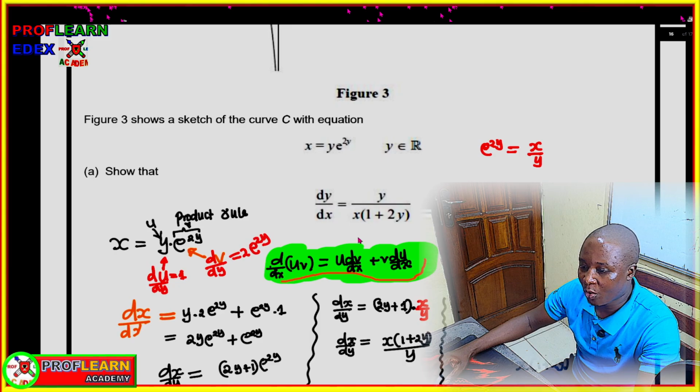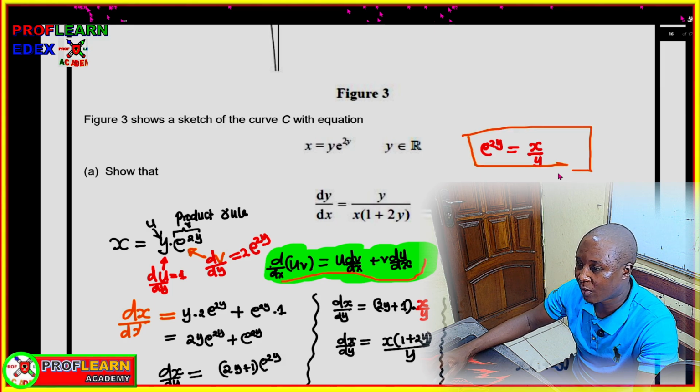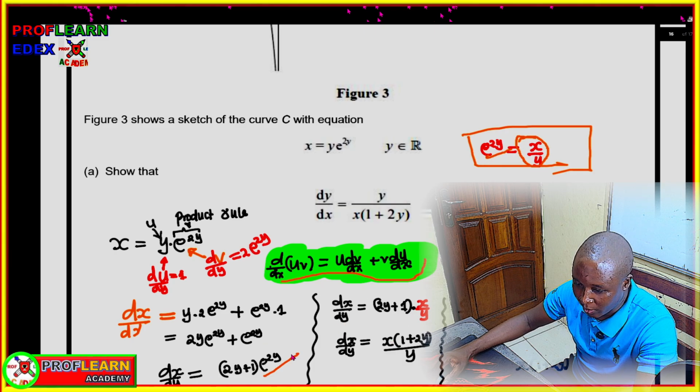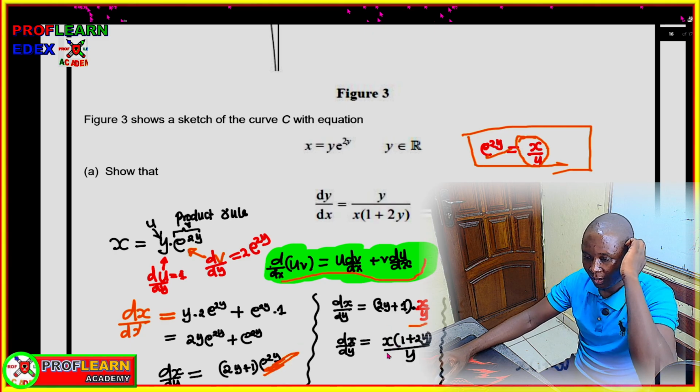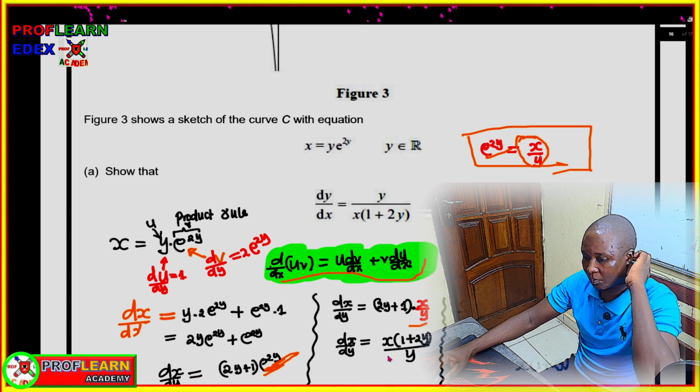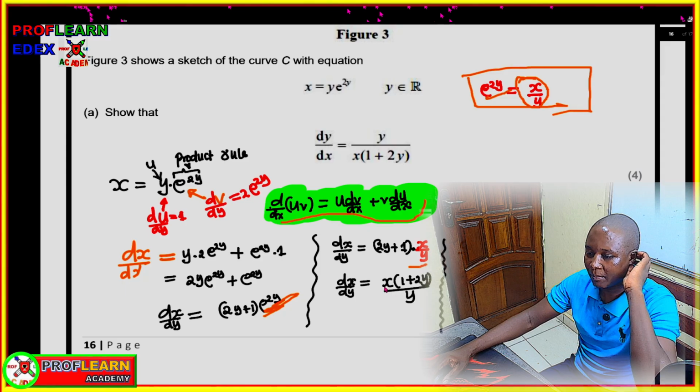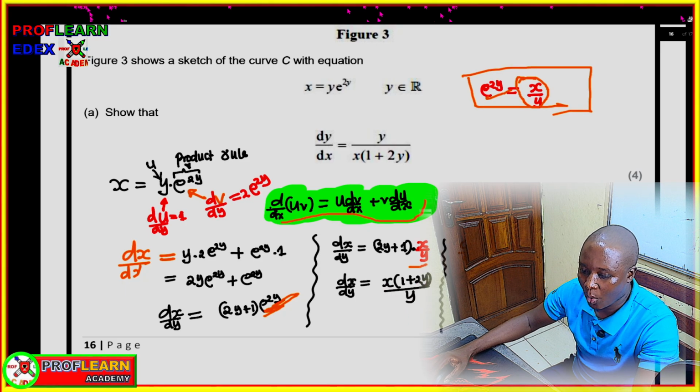And if you look at this, e to the 2y is going to be given by x over y. So meaning that where you have e to the 2y, you can replace it with x over y. At this point, we can replace it with x over y. That's what I did. And x over y now can be written as that, so dy/dx will be y over x into 1 plus 2y.